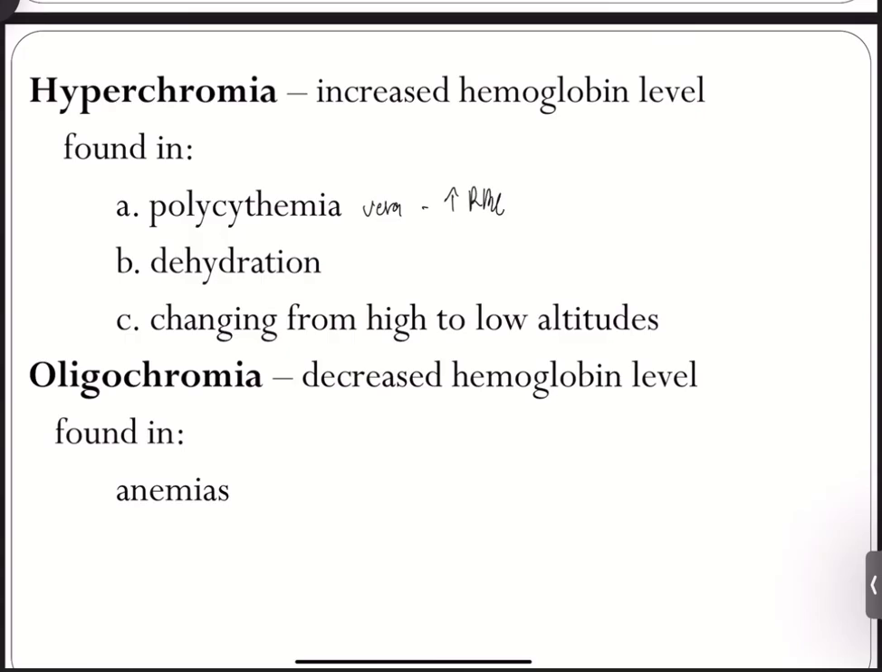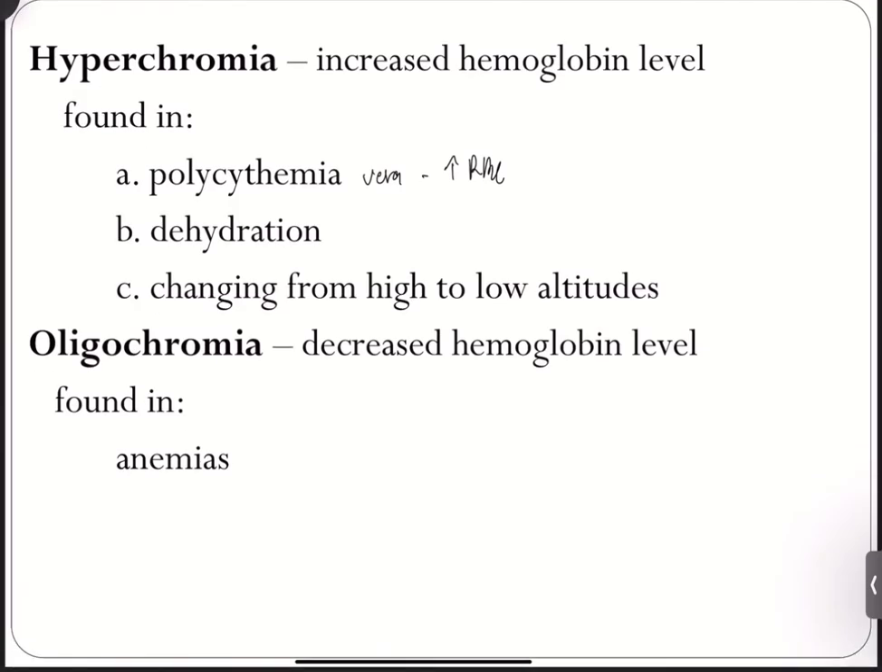Then dehydration, bakit? The water content of your RBCs is being removed. Thus the hemoglobin content is being increased. Then changes from high to low altitude. Okay, oligochromia, decrease in hemoglobin level. This is also found in your anemias. Okay.